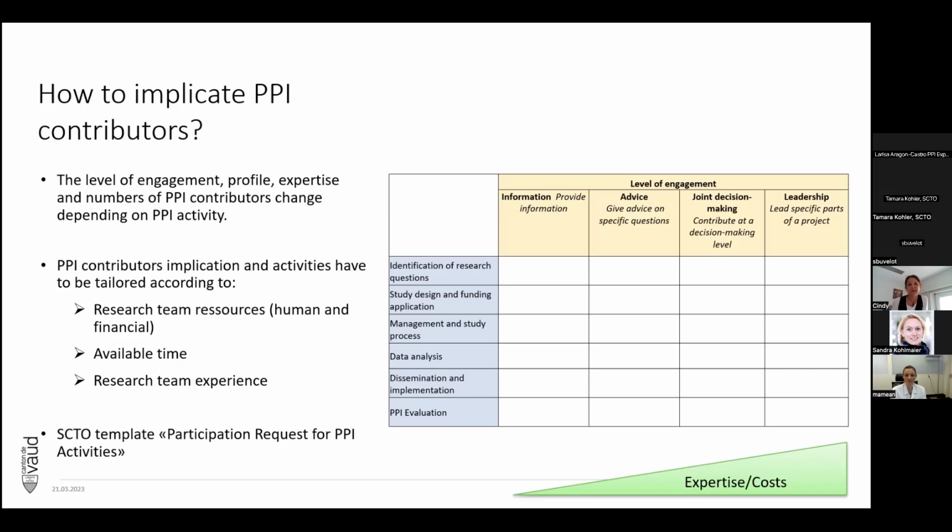So really you have to take into account those points in order to set up the activities you would like to propose. And once you have decided what you would like to do with PPI contributors, then you can fill in the SCTO template, participation request for PPI activities. And then these documents, you can share in order to recruit your PPI representatives.